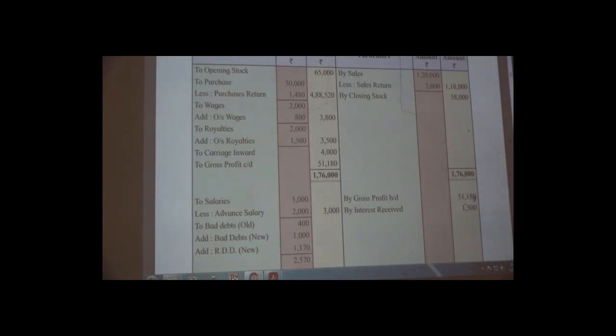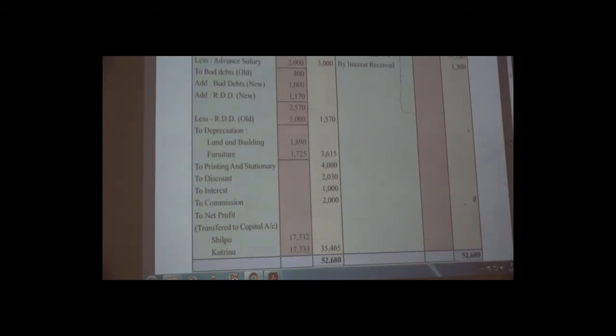Okay. Next one, bad debts. Bad debts, this is the loss of the business. That's why indirect losses are shown on profit and loss account debit side. So see here, bad debts are shown. Bad debts, old. This is the old bad debt because it is given in trial balance. Okay, there is the adjustment, so amount is written on inner column.